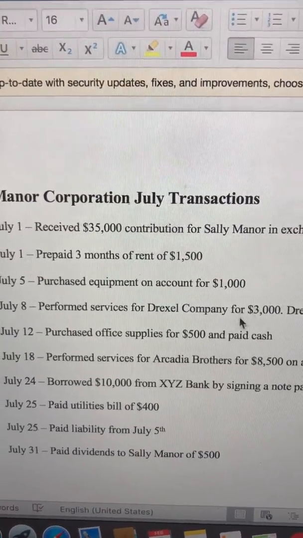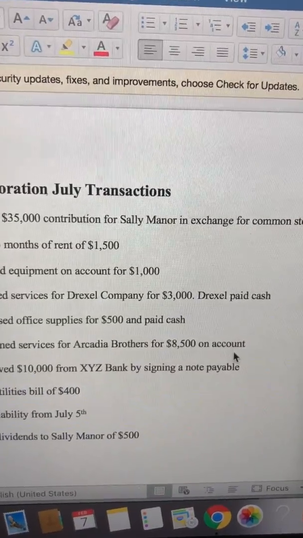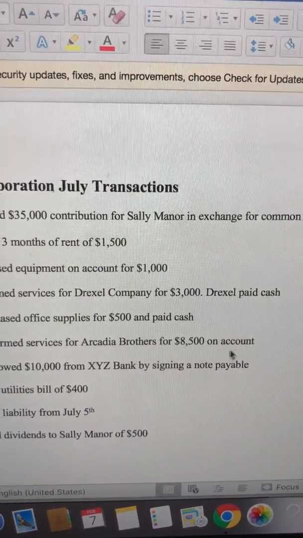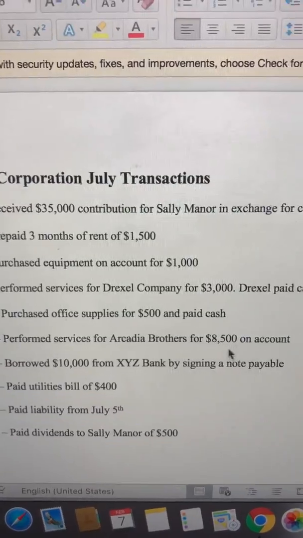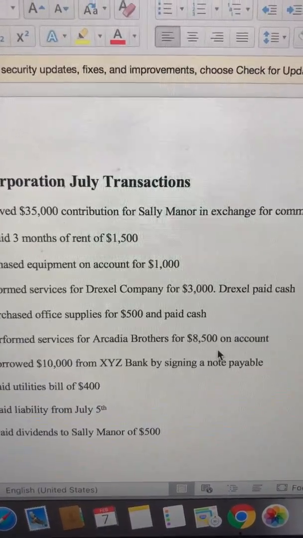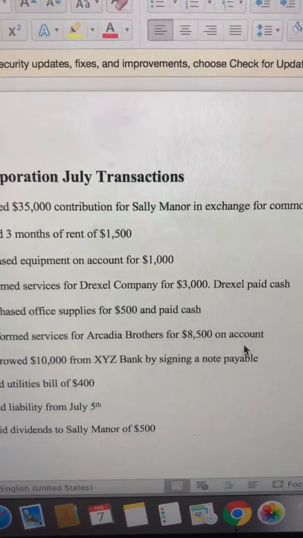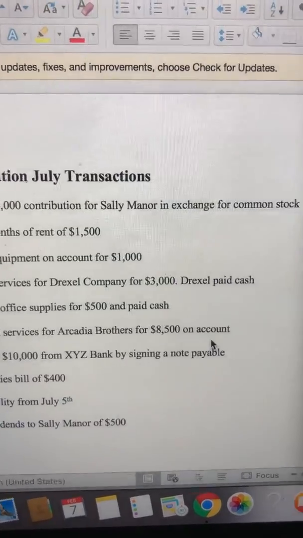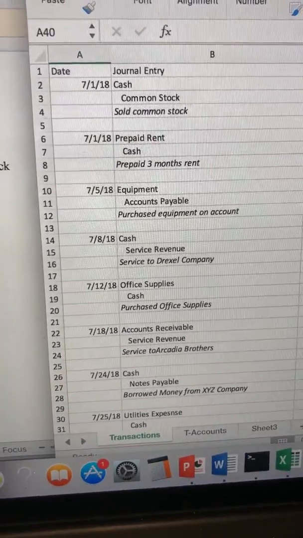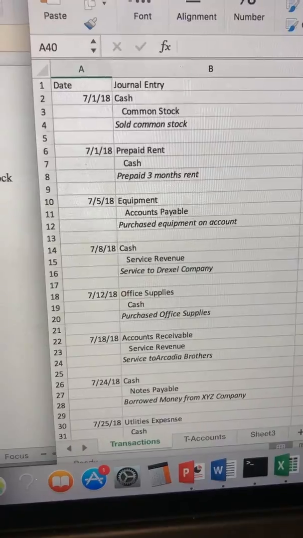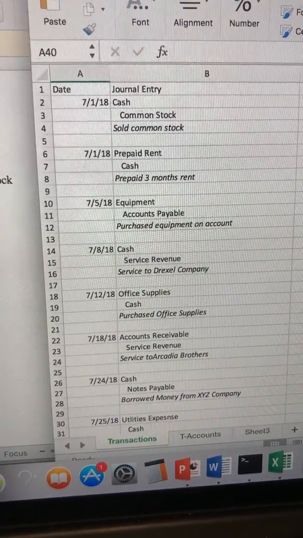Skipping ahead, you'll see on July 18th, you did a service on account. Well, since you didn't receive cash, you know you did the service, so you know service revenue is going to be a credit, but you didn't receive cash. It was on account. But this time it's not a payable. It's a receivable. And if you look down at July 18th, you'll see we did a debit to accounts receivable and a credit to service revenue.